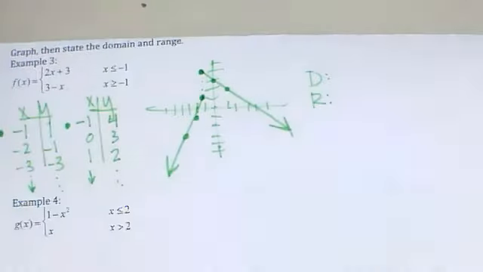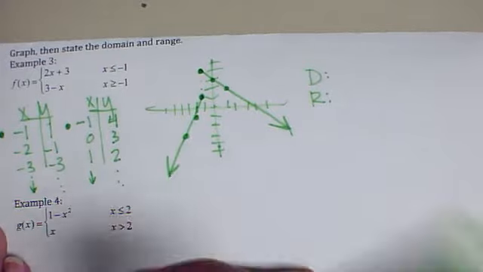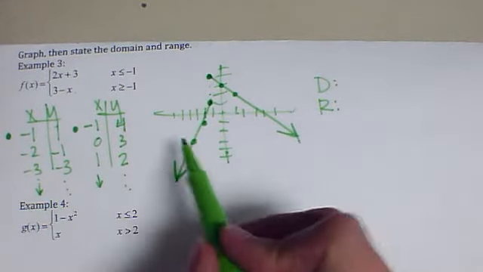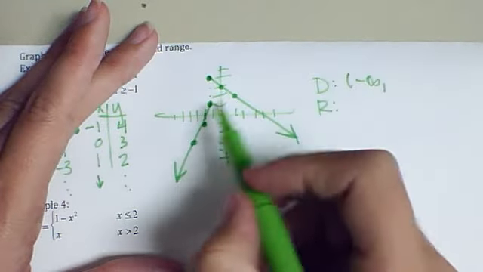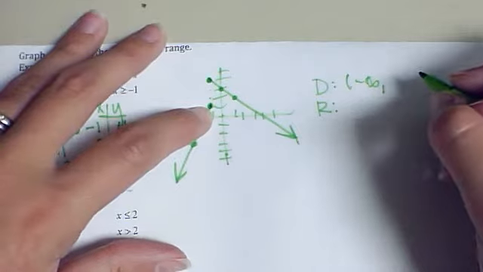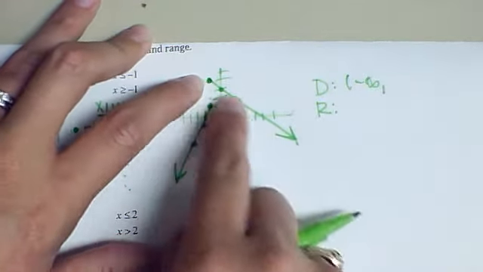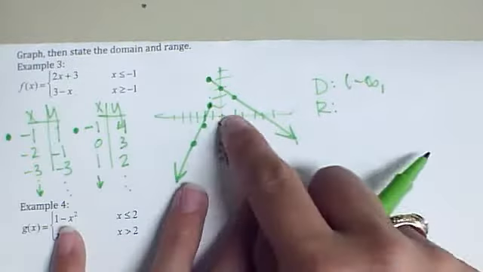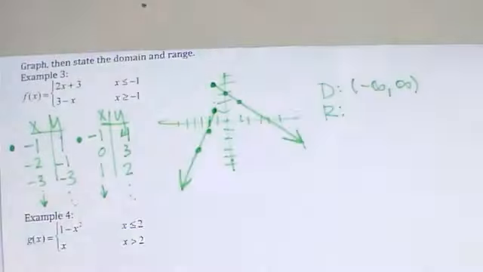For our domain, we're coming in from the left. That arrow would go on forever and ever across the x-axis. So I'm coming in from negative infinity. There's a break right here at negative 1, but where it stops here at negative 1, it picks up here. So something is still happening, and it continues on forever and ever in the positive x direction. So it goes to positive infinity.